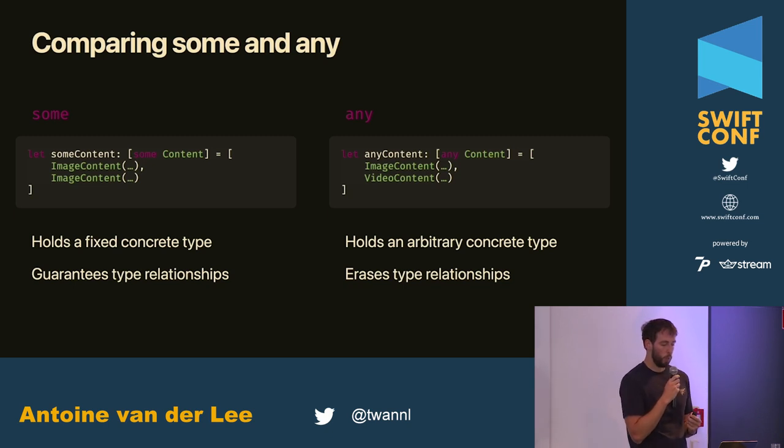So what you basically see is that if you want to create an array with some, the content type needs to be consistent. And with existentials, you can put any type of content in it, right? And with some, we guarantee to have the type relationships. The compiler still knows it's image content. With existentials, the compiler only knows it's a protocol.